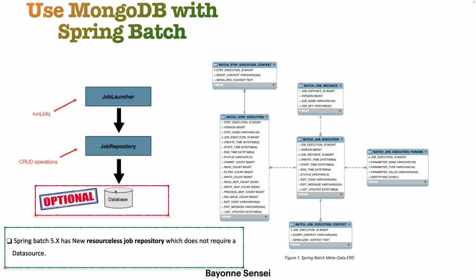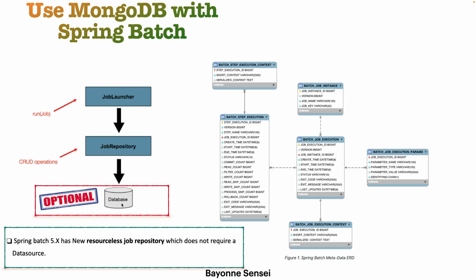Now, before moving further, we understand that Spring Batch uses a job repository, and before Spring Batch 5, it was required to use a data source. So you needed to have a database, even an in-memory database. But for now, the data source is optional. From Spring Batch 5, there is a new concept called the resourceless job repository, which does not require a data source. This is nice, but I think it only works for use cases where you don't need, for example, restart support, or to share data between steps and so on.